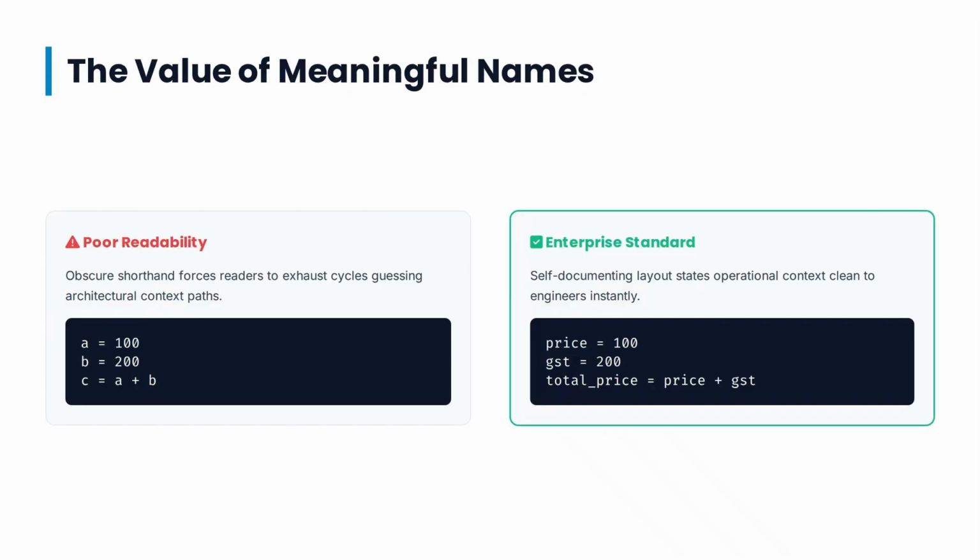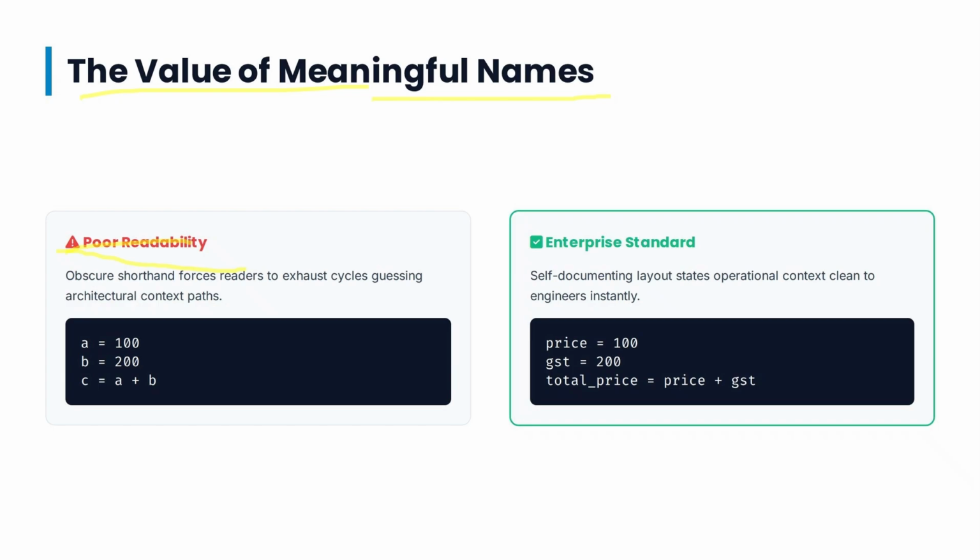The value of meaningful names. It is very important to give a meaningful name, because when we give a meaningful name, an idea about what the value represents is given to the user or the person who is reading the code. Poor naming makes for poor readability. Obscure shorthand forces readers to waste time guessing the context.